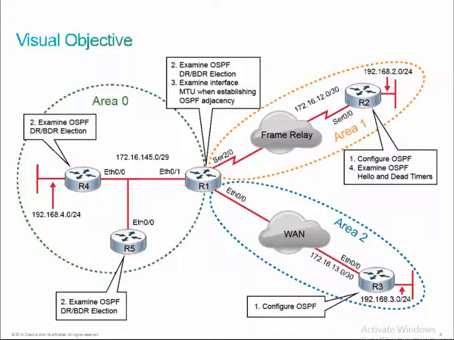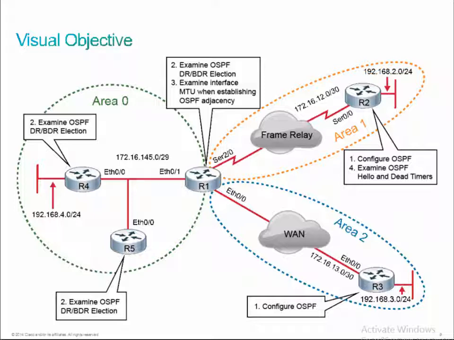And then for area 1, we're going to go ahead and configure OSPF on router number 2. We're going to take a look at the different timers. We're going to examine things like MTU, take a look at different adjacencies, and so on. So it's a lot of things that we're going to take a look at in this particular topology. And some good stuff, definitely some good stuff.